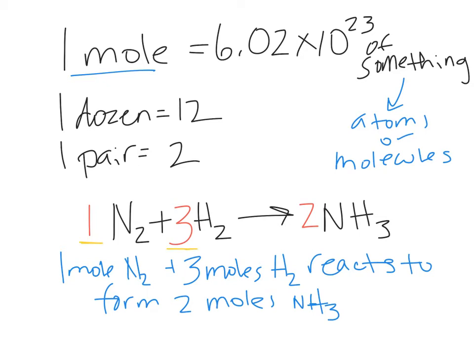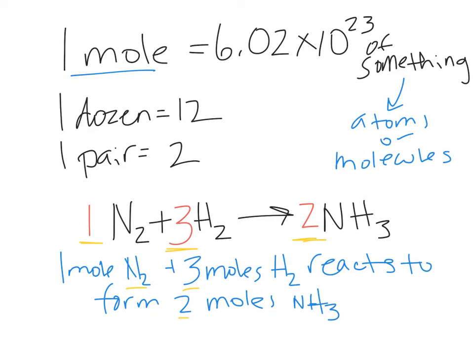Okay, so we can find the number of moles in a balanced chemical equation. These coefficients are the moles that are reacting in this reaction. So it's not the grams, it's not anything else. It is moles. It's saying 6.02 times 10 to the 23rd molecules of N2, plus 3 times 6.02 times 10 to the 23rd molecules of H2, react to form 2 moles, which would be 12.04 times 10 to the 23 molecules of NH3.